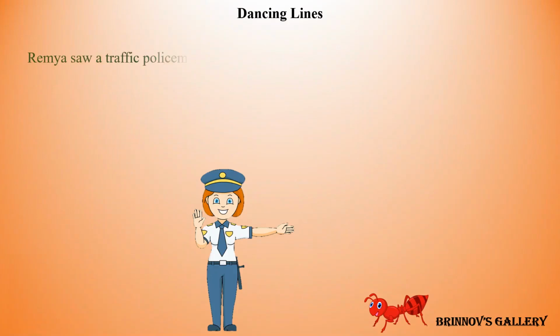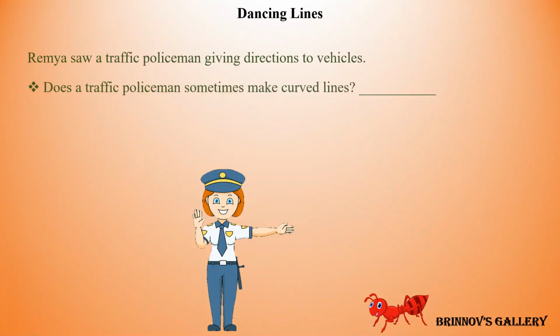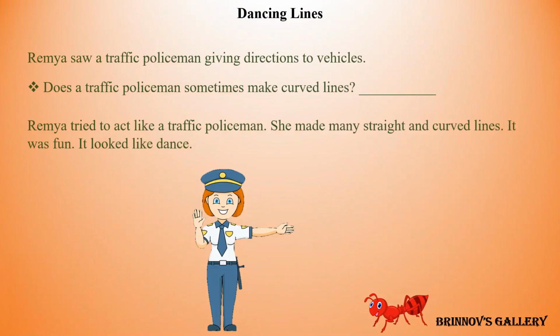Dancing lines. Ramya saw a traffic policeman giving directions to vehicles. Does a traffic policeman sometimes make curved lines? Ramya tried to act like a traffic policeman. She made many straight and curved lines. It was fun. It looked like dance.